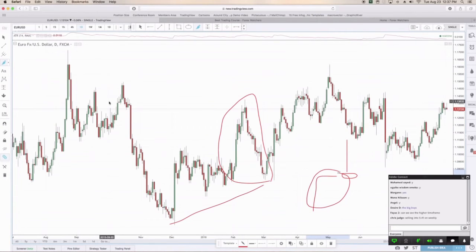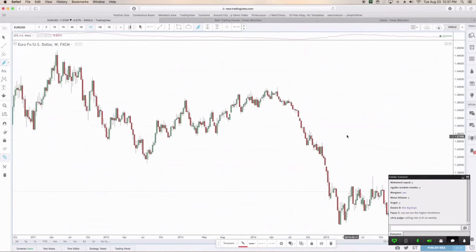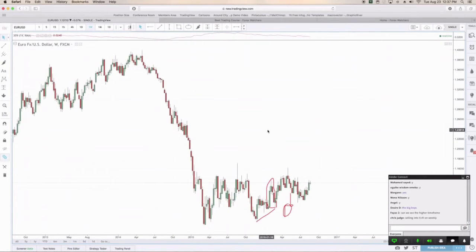So, when we see this on a higher time frame, let's just jump up to the weekly and see what that circle looks like on the weekly. If I can find it. Let me move this. There we go. Look at that. We're in a range.